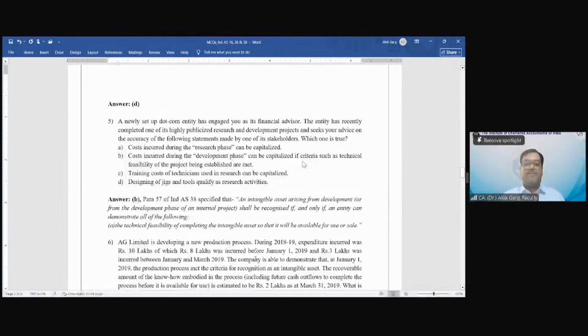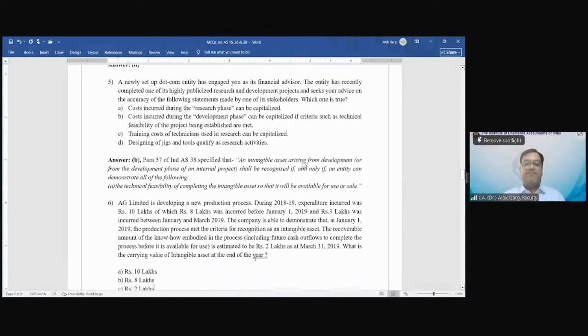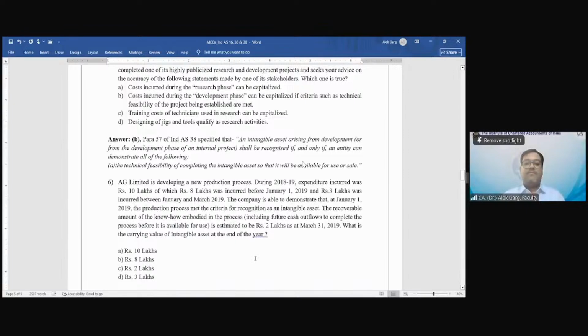Last question. AG Limited is developing a new production process. During 18-19 expenditure incurred was rupees 10 lakh, out of which 8 lakh was incurred before 1st January 2019 and 3 lakh was incurred between January and March 19. Okay. Expenditure incurred was 10 lakh, so basically it should be 2 lakh, right? It should be 2 lakhs.